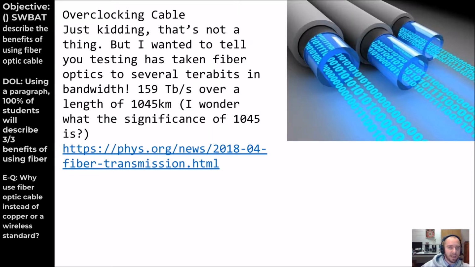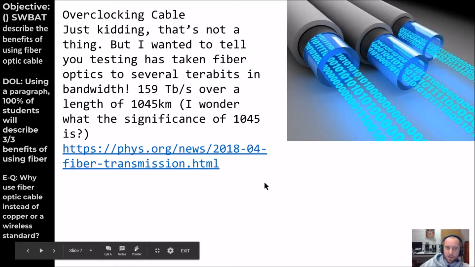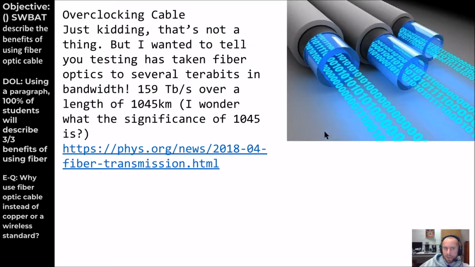Okay, so let's go back here. Overclocking cable isn't a real thing. I just thought that would be a cool title. But people usually talk about overclocking CPUs, that is to get the processor to go faster. Well, with fiber optic cabling, you can get data to transmit faster.